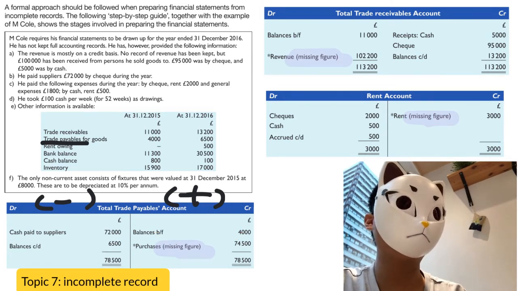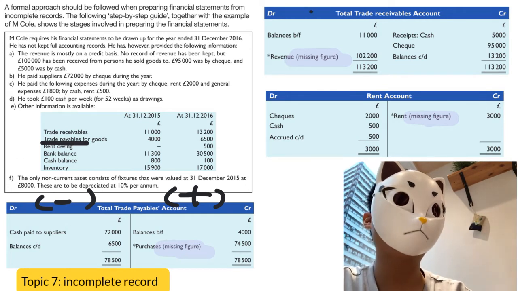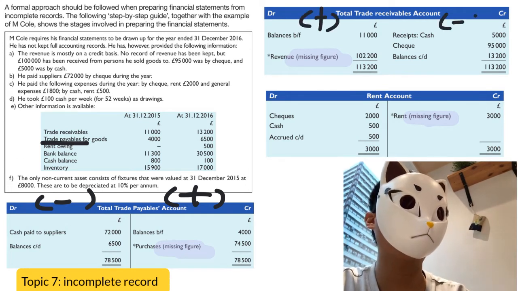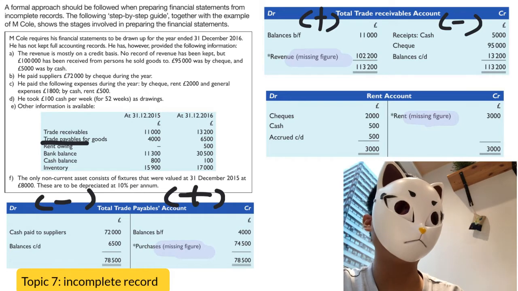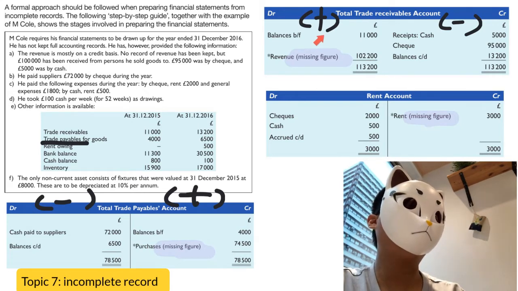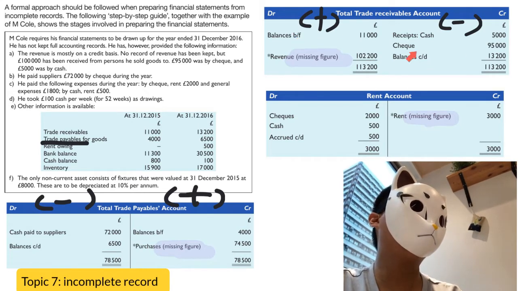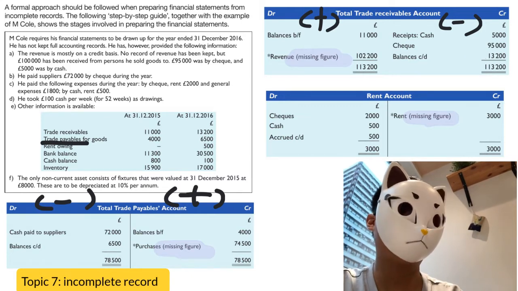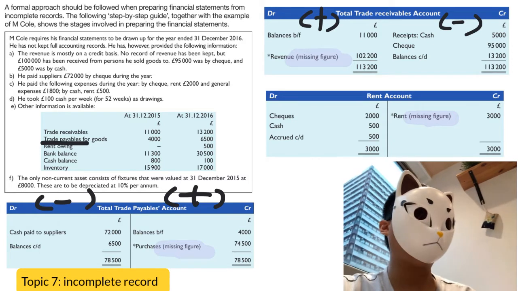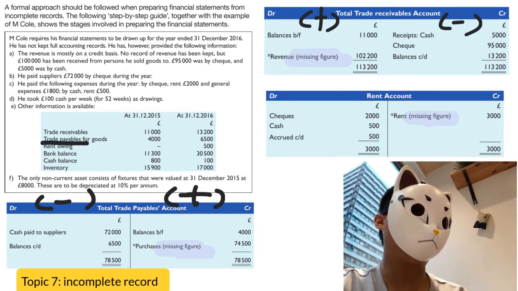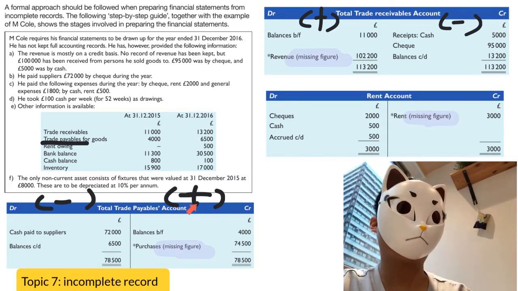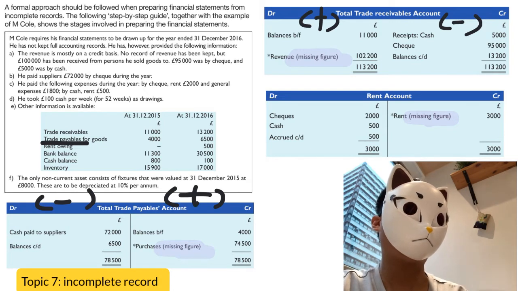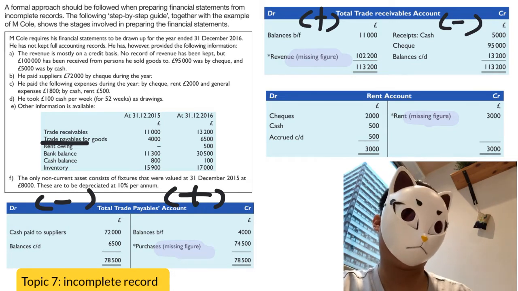Now, on the other hand, let's take a look at the right top corner. For the trade receivables, the balance brought down will be put in the debit side, and this one, balance carried down, will be put in the credit side. So they are in opposite positions. That's why students always make mistakes in this topic, because they put the balance brought down and carried down into the wrong position.